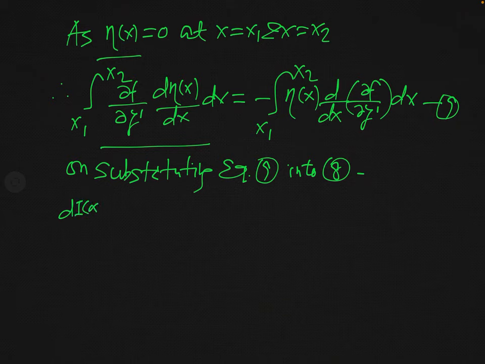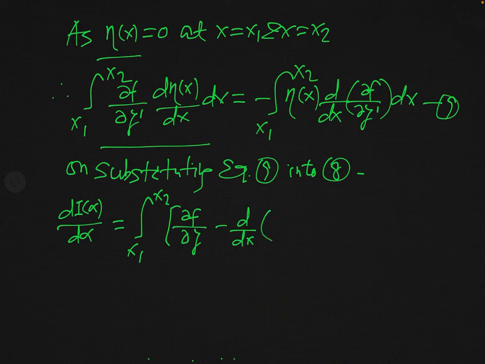This is dI of alpha by d alpha equal to what? Integral x1 to x2, you can see here, del f by del y minus d dx del f by del y prime, eta of x is a common factor, so I have written it outside of this square bracket, and say this is equation 10.